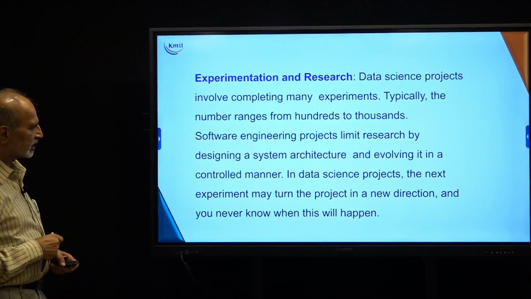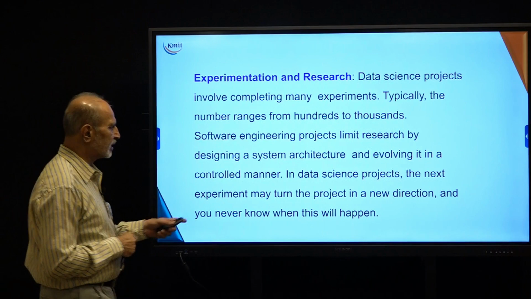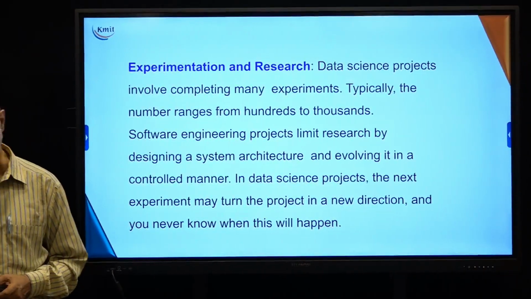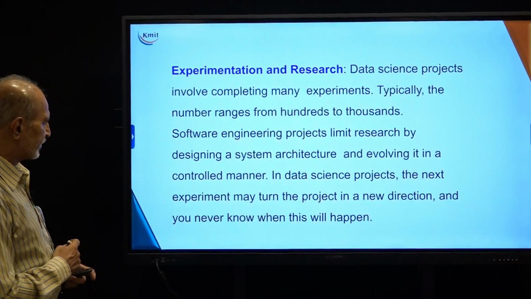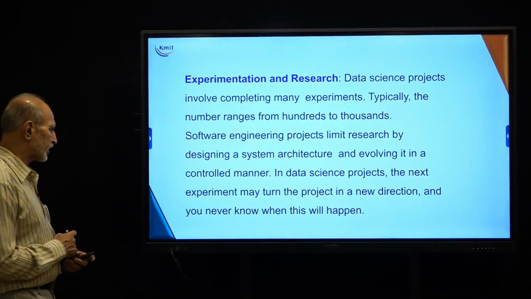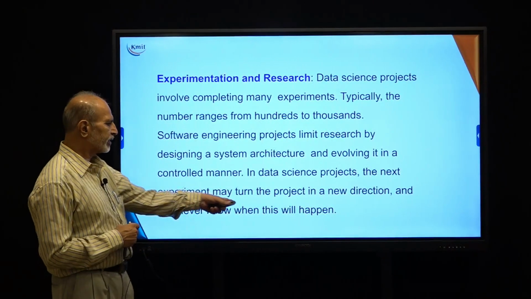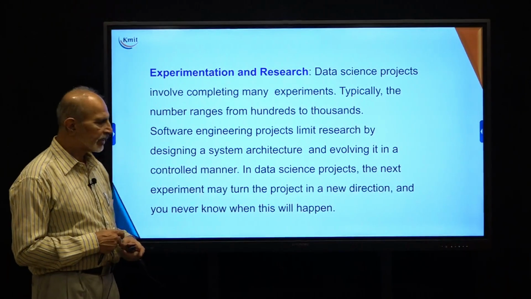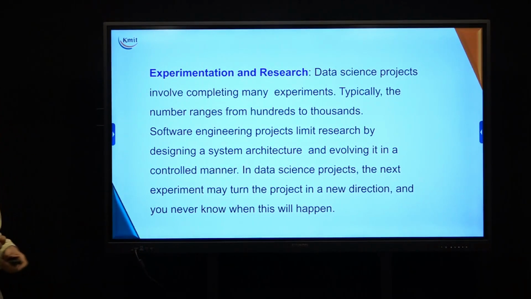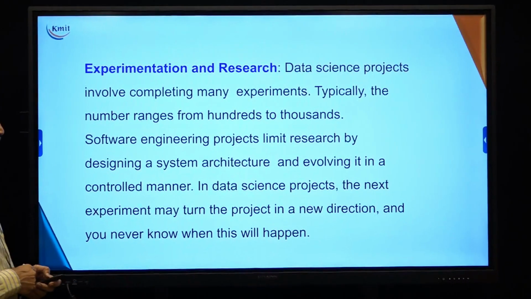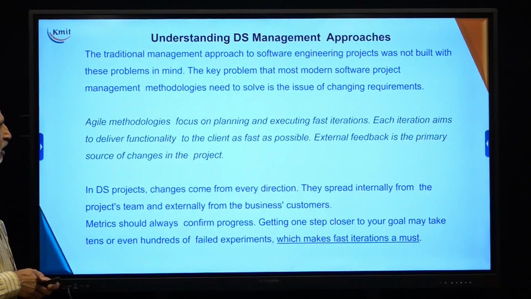Software engineering projects limit research by designing a system architecture and evolving in a controlled manner. So unlike a data science project, traditional software engineering is done in a controlled manner. However, in a data science project, the next experiment may turn the project in a totally new direction, and you never know what is going to happen next. So this is also one of the most important reasons for data science project failure. So how do I deal with it?